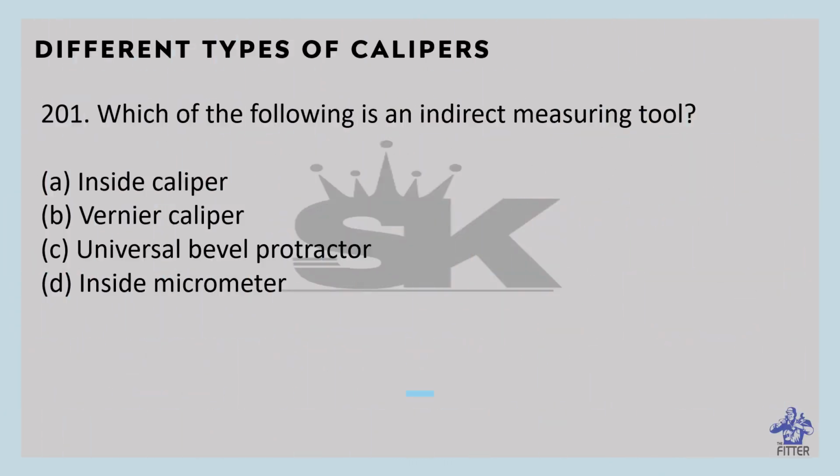Which of the following is an indirect measuring tool? It is the inside caliper. It is an indirect measuring tool, while vernier calipers, universal bevel protractors, and inside micrometers are direct measuring tools. In direct measurement, the job is directly measured by the measuring tools. In indirect measurement, we have a helping tool with the main measuring tool.